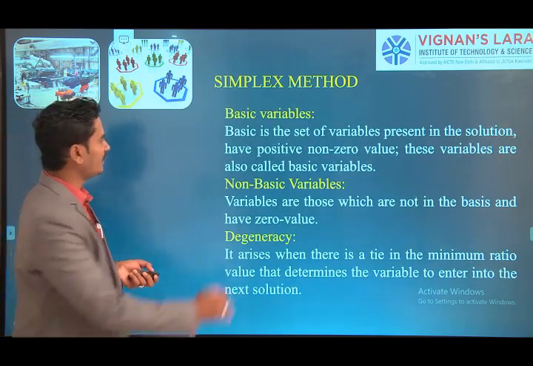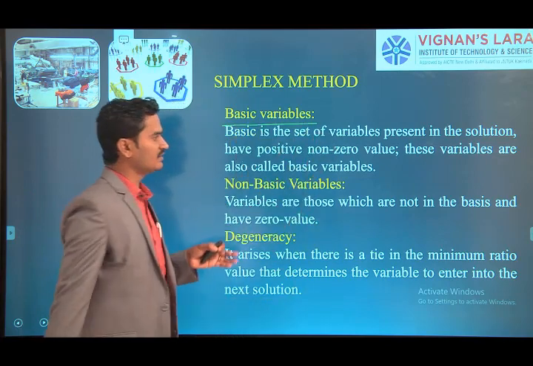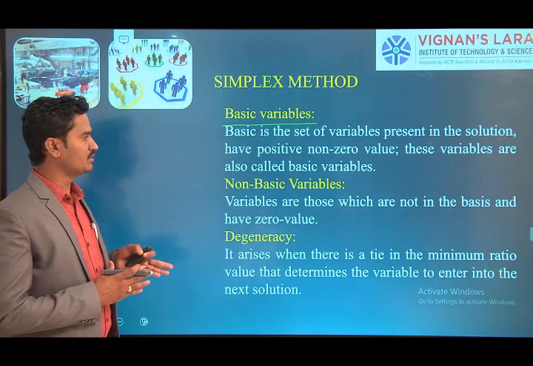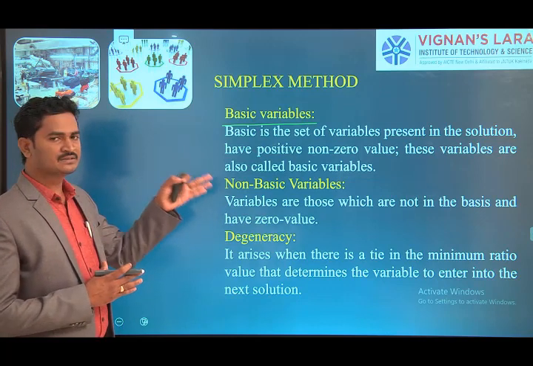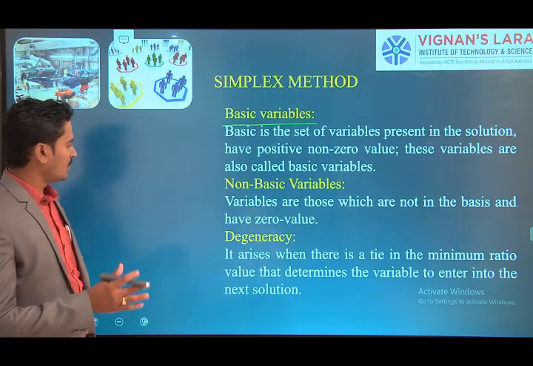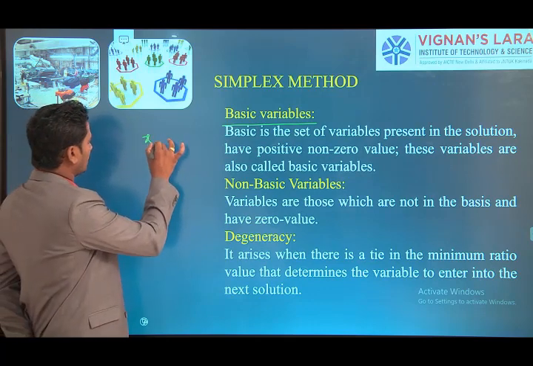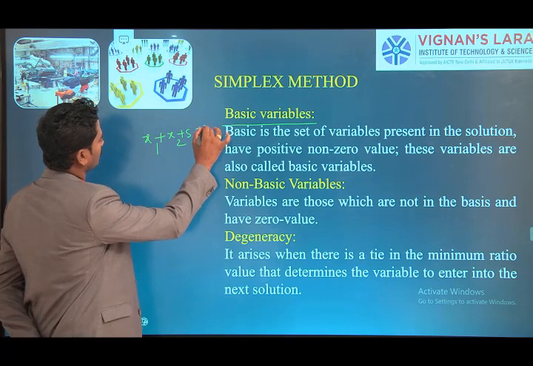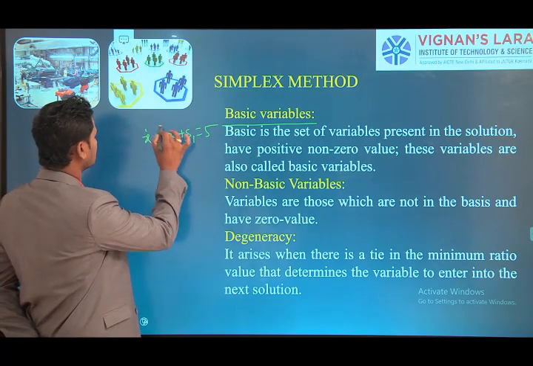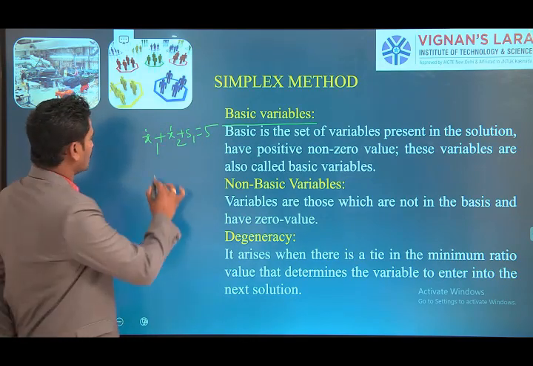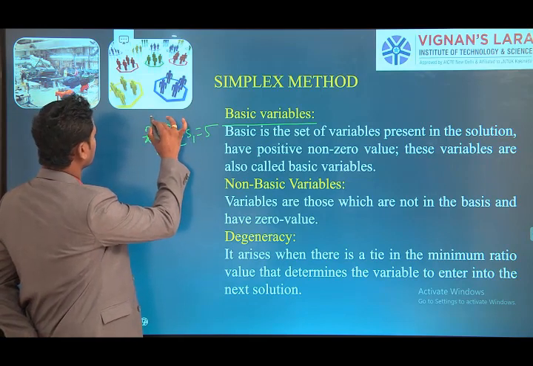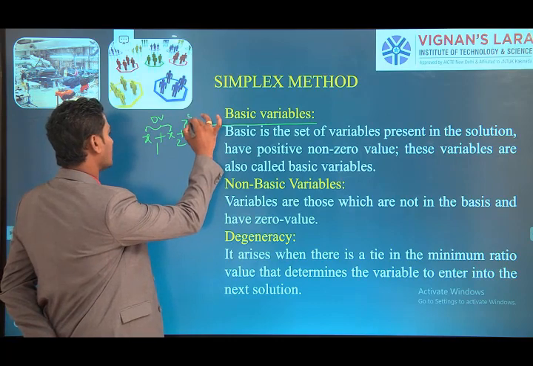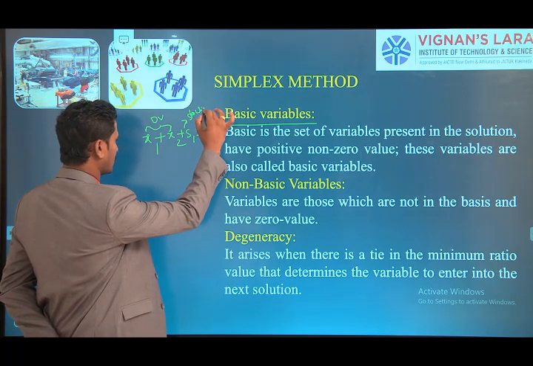Next, coming to the basic variables. Basic variables are the set of variables present in the solution that have positive non-zero values. For example, if we take x1 plus x2 plus s1 is equal to 5, what are x1 and x2? x1 and x2 are the decision variables, and s1 is the slack variable. So far we discussed like this.